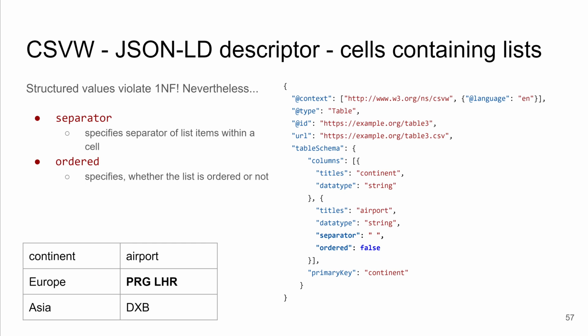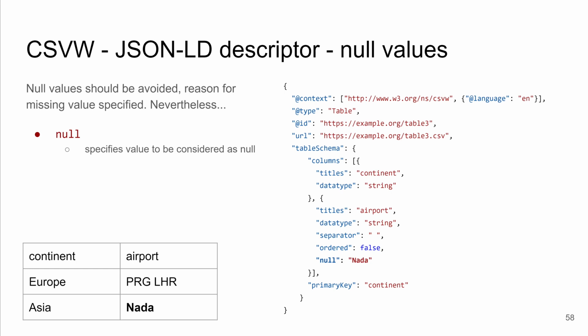We have two airports, a list of airport codes in the airport column, and it is separated by a space. So this is what is also in the JSON-LD descriptor. Separator is a space and the list is not ordered.